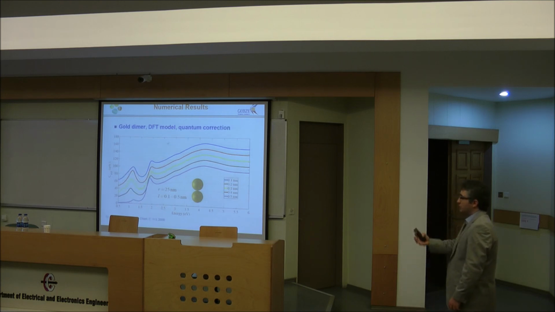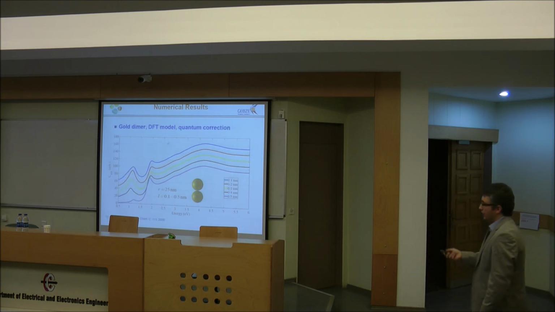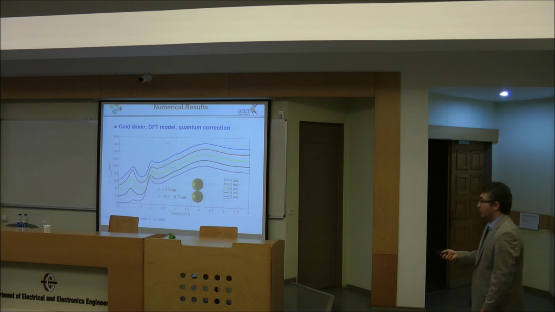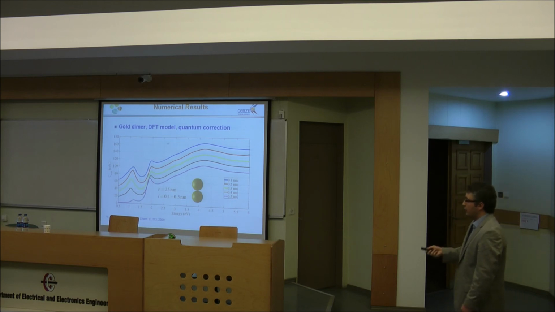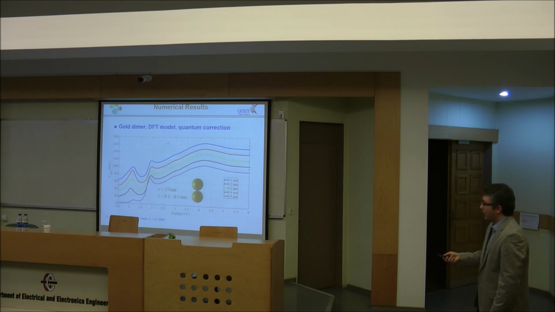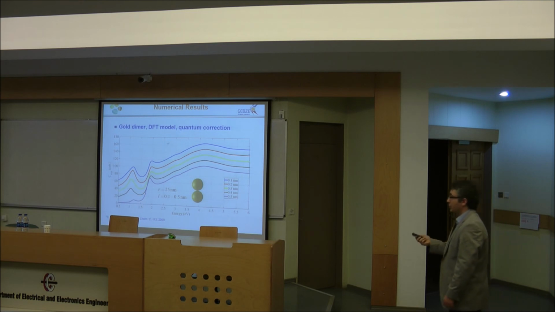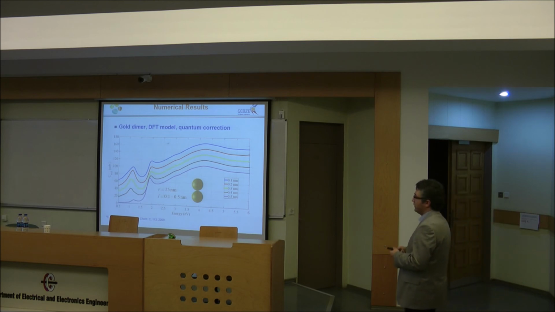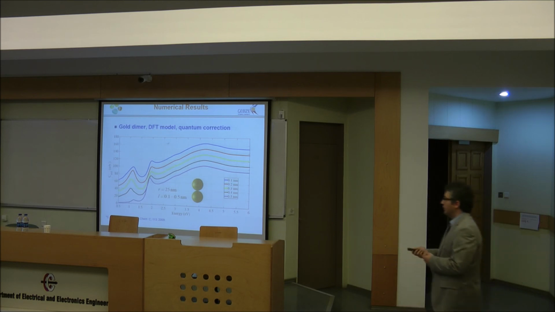If we add the tunnel, the quantum correction, the graphs are totally different. There are two resonance frequencies, but they are separate from each other. One of them is almost 1.2 electron volts, and it is getting blue shifted. And there is another one at almost 2, and it is also getting blue shifted. Obviously we need to take into account the effect of the tunnel.